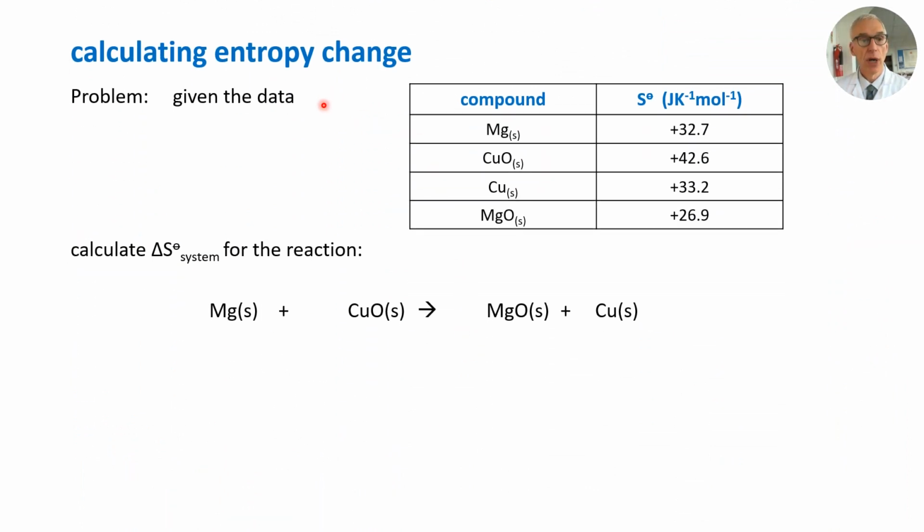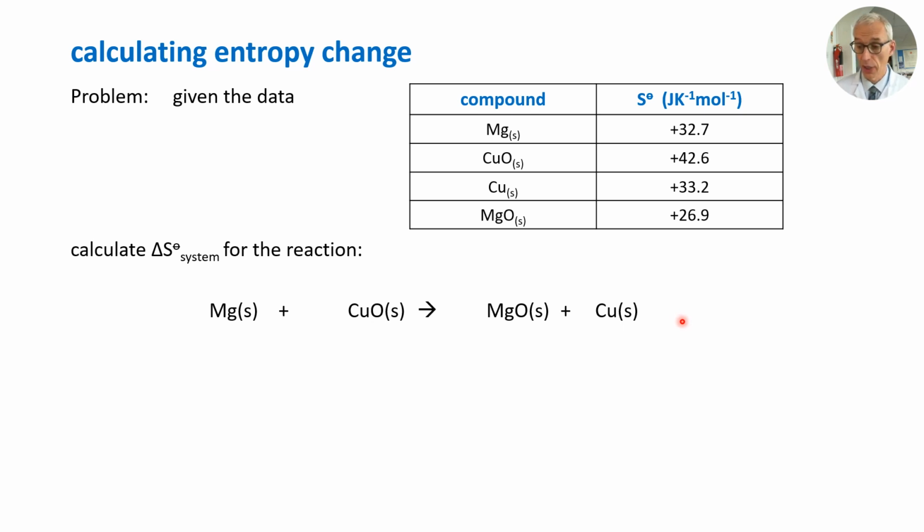So let me give you a problem. Here is some data. Here is a system, magnesium reacting with copper oxide to make magnesium oxide and copper. Can you calculate the entropy change for the reaction? Pause, come back to check against my workings when you are ready.